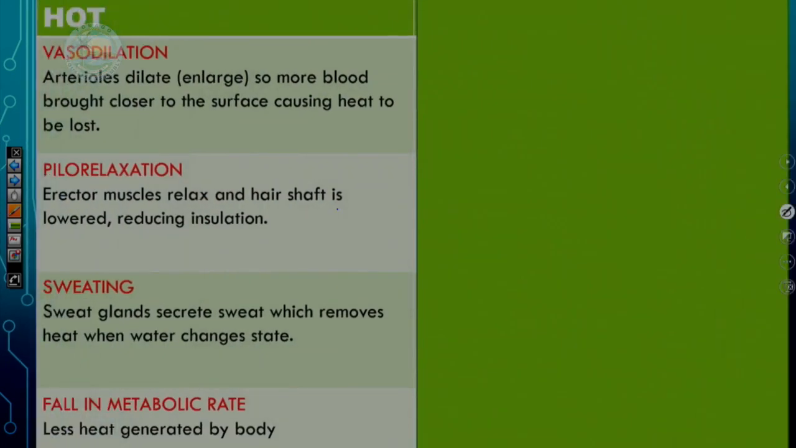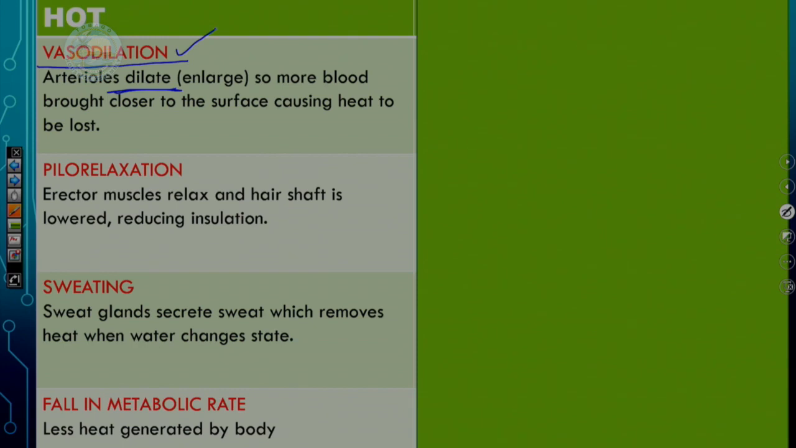So if you are hot, your temperature has gone above 37 degrees Celsius, one thing that happens is vasodilation. That is where the arteries, mainly your capillaries and your arterioles, are going to dilate. In other words, they get larger, and so they bring more blood closer to the surface. That blood is carrying heat, so you would expect the heat to pass through the skin and out of the body. So you have vasodilation as one of the mechanisms to help cool your body down.